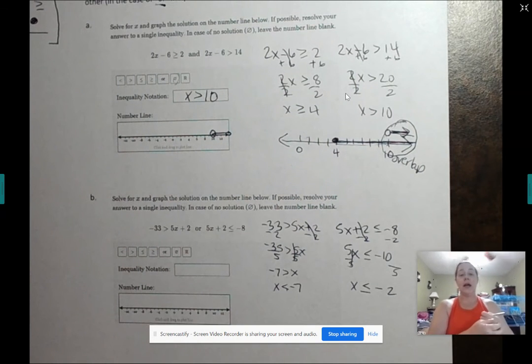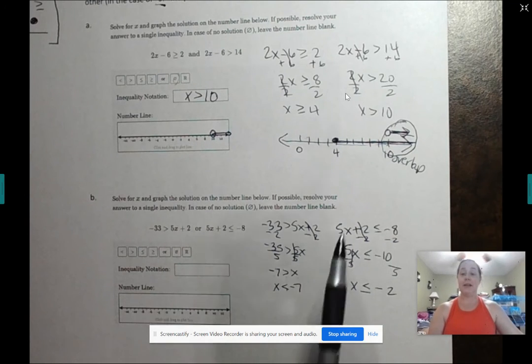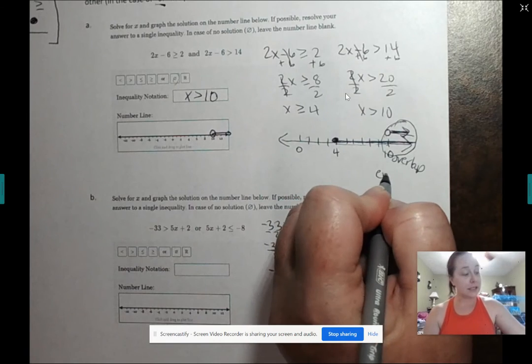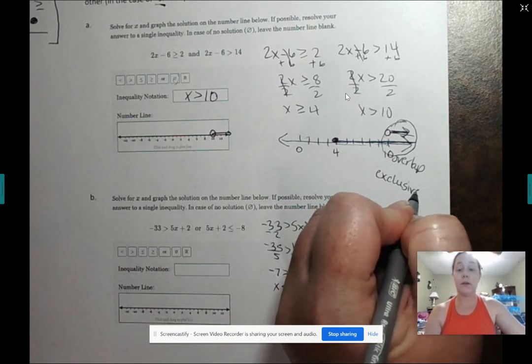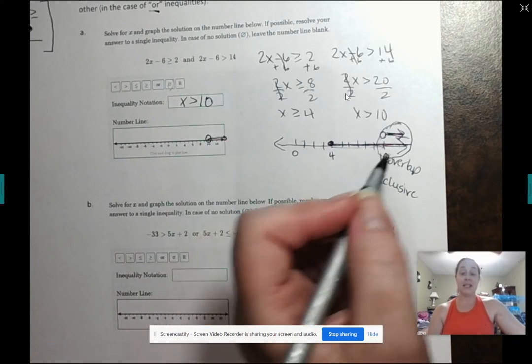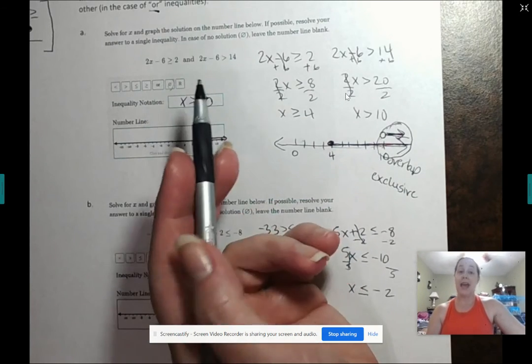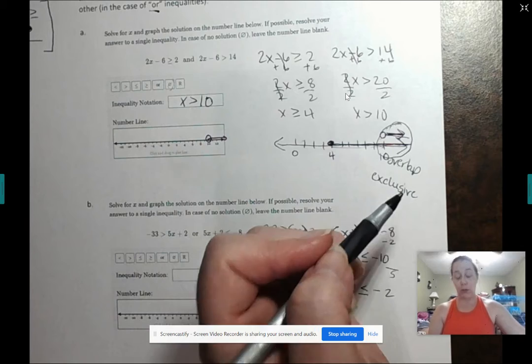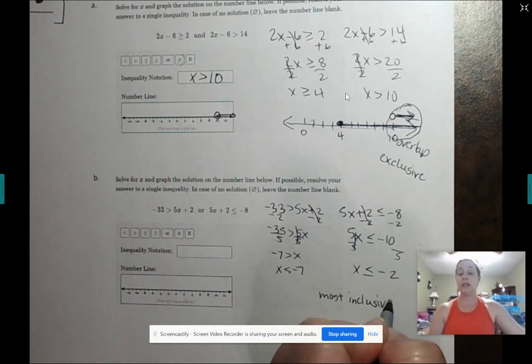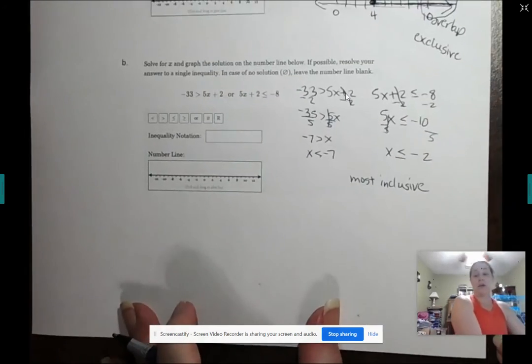So here, because it's an OR, they don't both have to be true. We're not interested in overlap. This is a little bit exclusive, right? With and, we had to exclude some part of our solutions because it didn't work for both. And means it has to work for both. Or does not. Or we can pick the most inclusive solution. So what is going to include the most values?